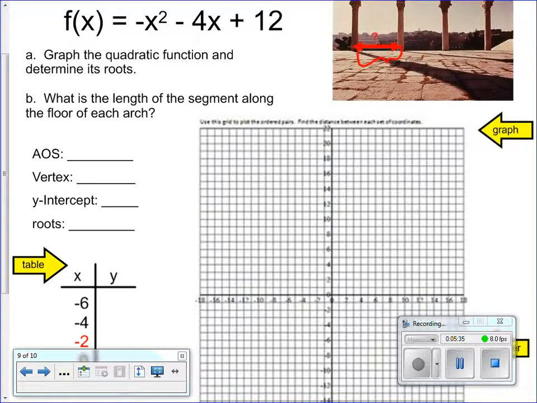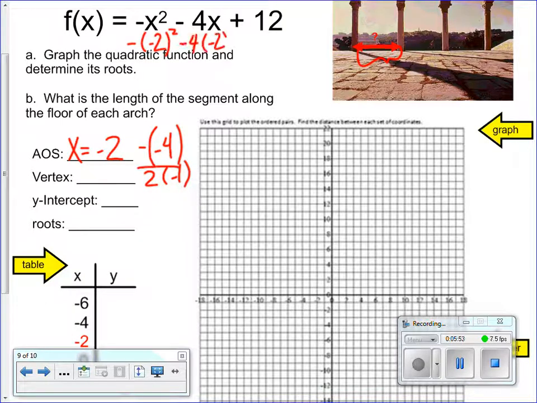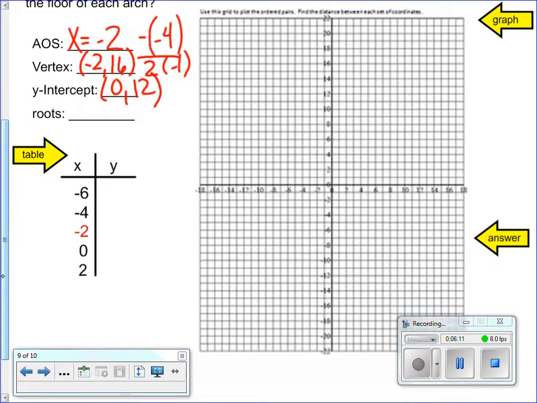So that is negative 4 over 2 times negative 1. So my axis of symmetry is negative 2. Plug that in. So negative 2 squared minus 4 times negative 2 plus 12. That gets me 16. So my vertex is negative 2, 16. My y-intercept, I plug in zeros, and I get 0, 12. I'm going to make a table. So put my vertex in the middle.